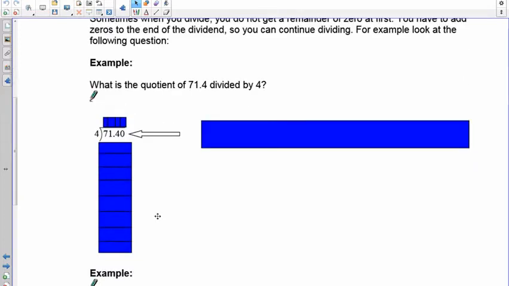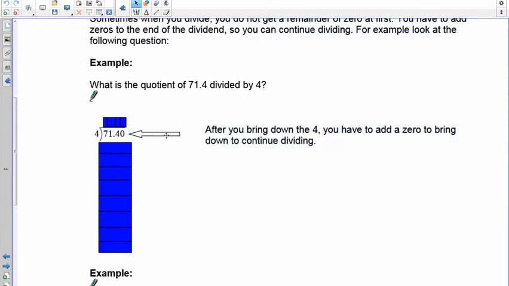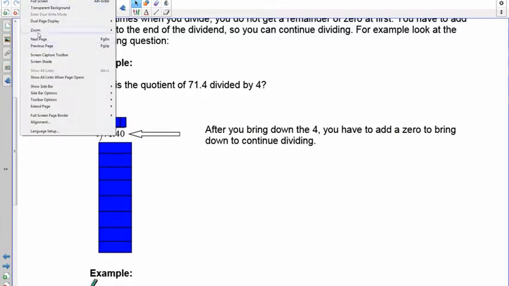What is the quotient of 71.4 divided by 4? Now remember, what we're doing here is we're dividing by 4. So remember, inside, out. Okay, so this is inside the box, this is outside the box. All right, now, after you bring down the 4, the last 4, you're going to start adding zeros to the end here and start bringing down the zeros until we get to the end of the division. So I'm going to zoom in, and we'll do this question.